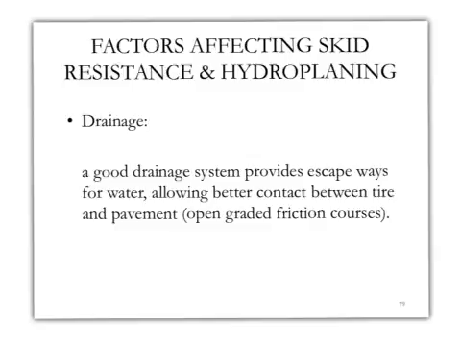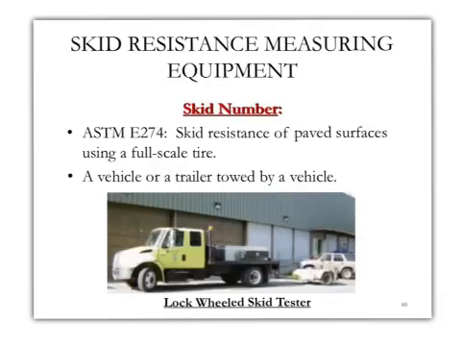1 inch or so. So how do we measure the skid resistance? The skid resistance is measured by an index named skid number. There is an ASTM standard, E274, and the title for this standard is skid resistance of paved surfaces using a full-scale tire. As you could see here in this picture, we have a vehicle or trailer which is towing this little tire here, and this is how we're gonna measure the friction. We call it the locked wheel skid tester.